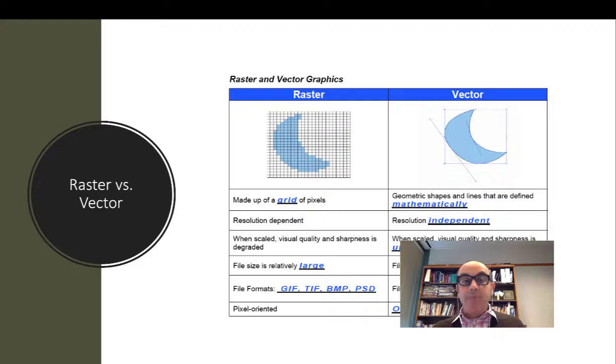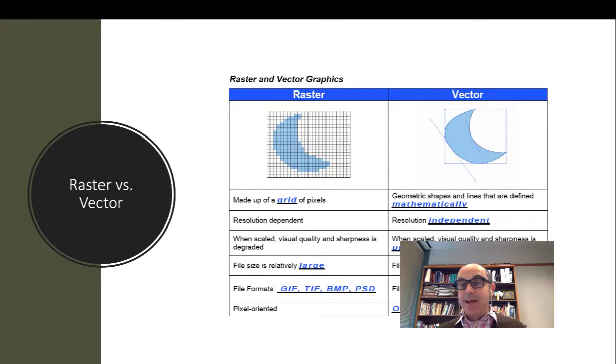Raster versus vector. Raster is made up of a grid, is resolution dependent, and when we scale it, the visual quality and the sharpness usually go down. That's one of the bad qualities of raster images. Usually the format is GIF or TIFF, and usually it's pixel oriented.